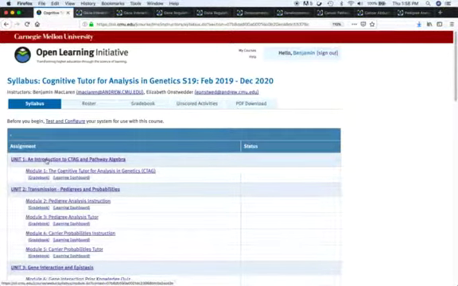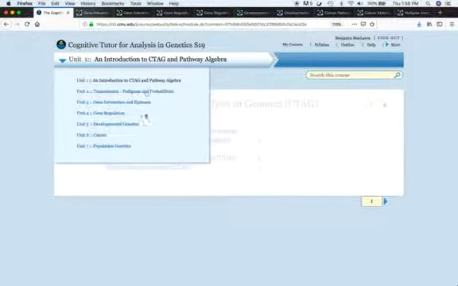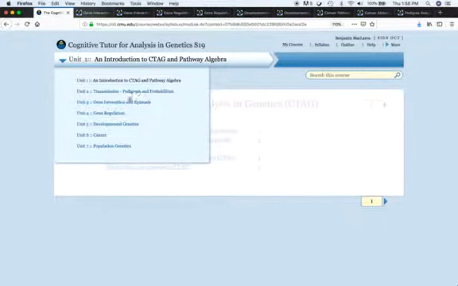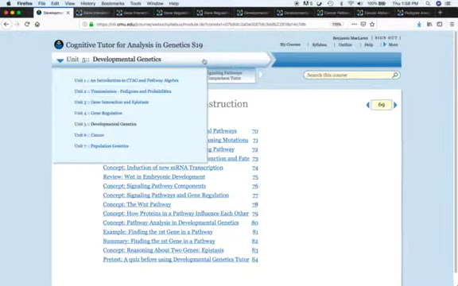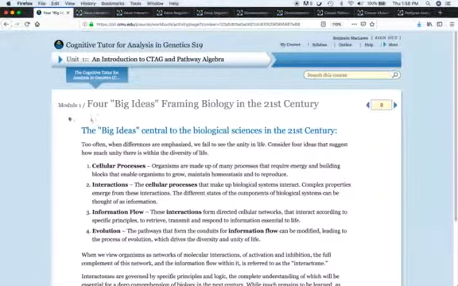Let's start by clicking the first unit, appropriately named Unit 1. At this point, we can click on the unit bar to see the other units and move directly to them. You can also, beneath the unit bar, see other modules within that unit that we can jump to. So let's go to the first page in the first unit.